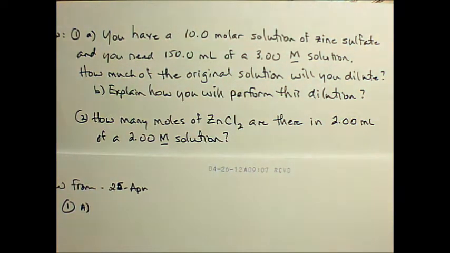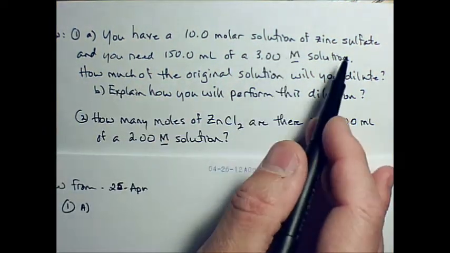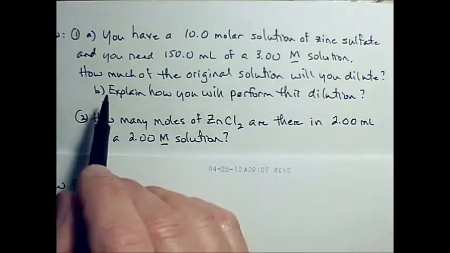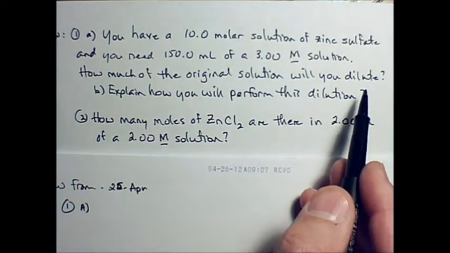Alright, so this is the homework we assigned yesterday. Have a 10 molar solution of zinc sulfate. You need 150.0 milliliters of a 3 molar solution. How much of the original solution do you dilute?